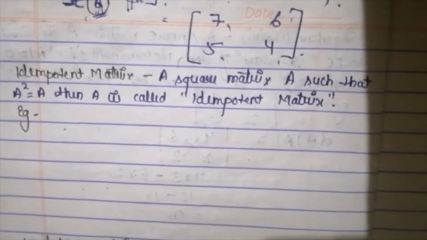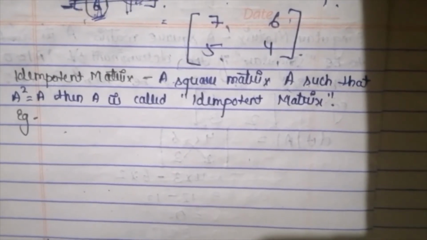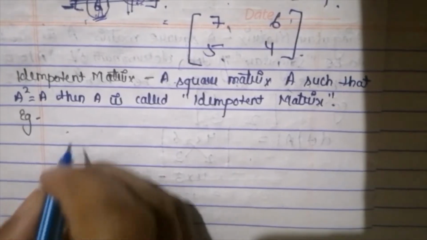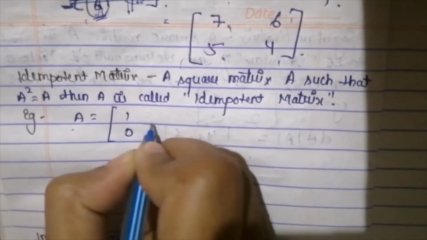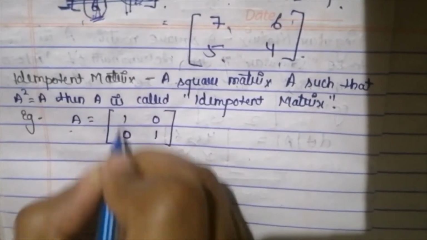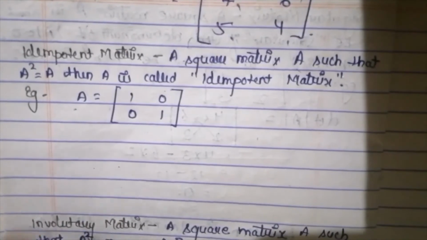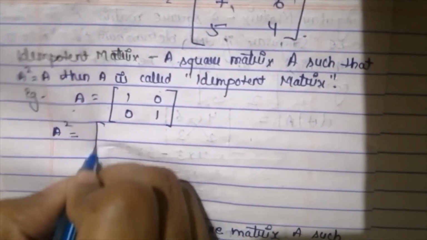Our next type of matrix is an idempotent matrix. So the idempotent matrix is a matrix such that, if A is 1, 0, 0, 1, it is called an idempotent matrix when its own square is equal to the same matrix.